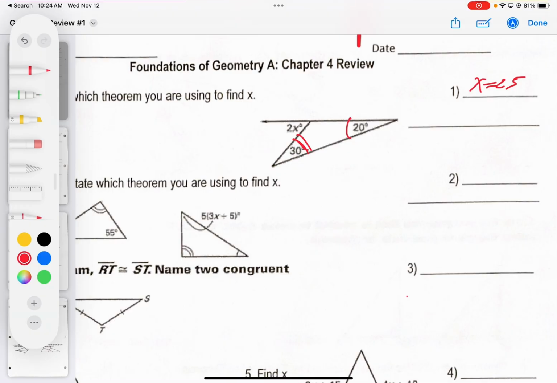All right, there should be no iPads open at this point. All iPads are closed. This is review day to get ready for our test tomorrow. We should be following along on the review.